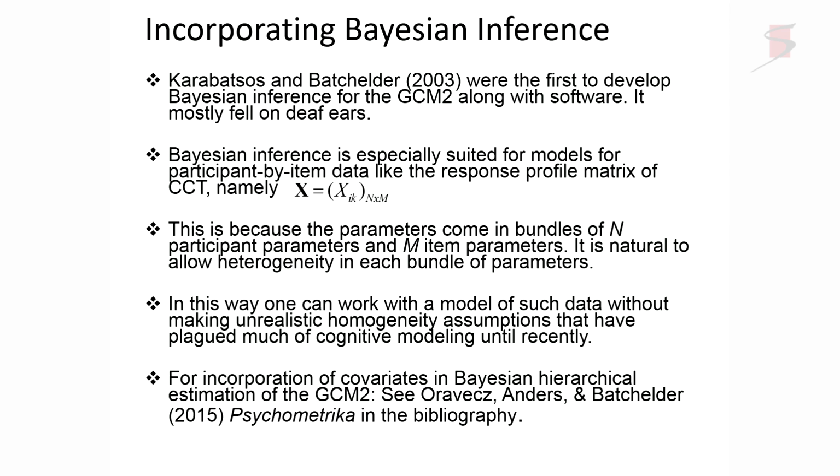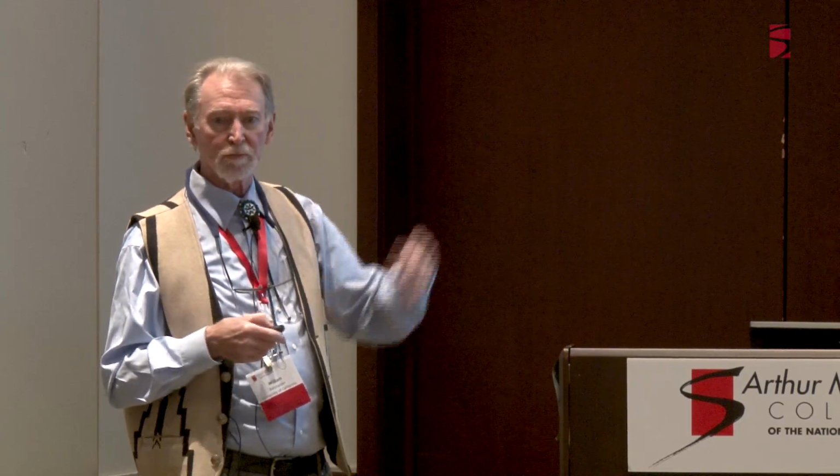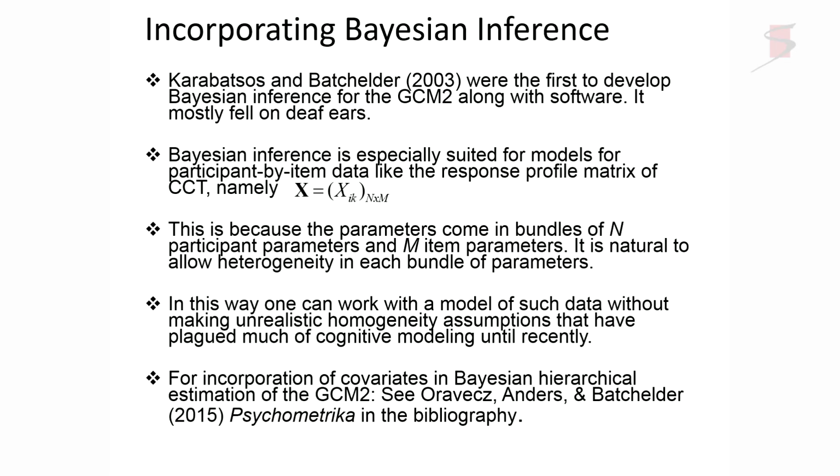This way one can work with a model of such data without making unrealistic homogeneity assumptions. For years and years and years, cognitive modelers, of which I was one, used to use the assumption that all the subjects are the same. And that made the model very easy, but it's false. Now, Zita Oravecz is currently a professor at Penn State. One of my postdocs, she is very good at psychometrics, and she's worked out ways of putting covariates into the estimation process.